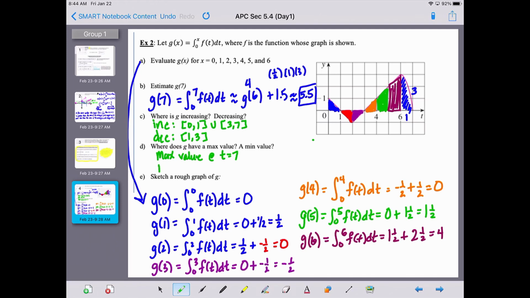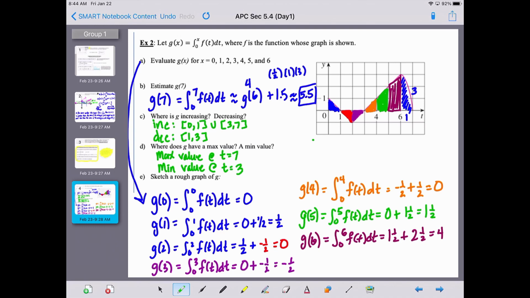And our minimum value would be the point at which we had the smallest value for our area. And if we look at our G values once again, we had the smallest area at G of 3 when our area was actually negative 1/2. So our minimum value is at t equals 3.